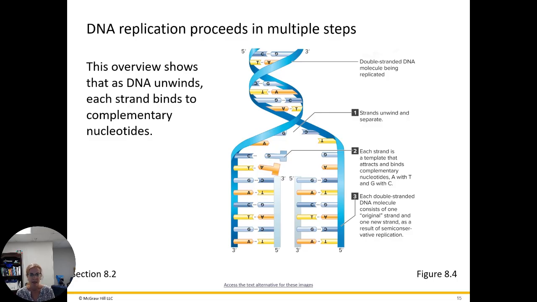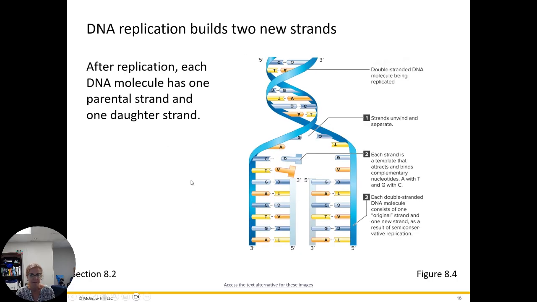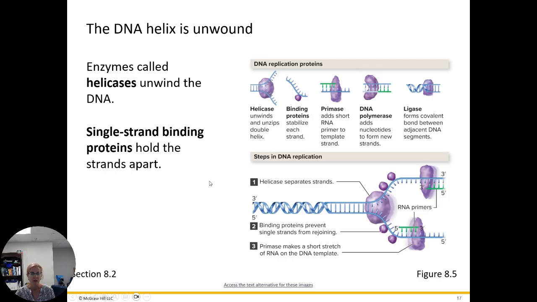Because of the double helix shape, for DNA to replicate itself, it will have to unwind. We call the strands complementary nucleotides because remember, adenine always bonds to thymine, cytosine always bonds to guanine. So in order for DNA to be replicated, the first thing that it has to do is to unwind. And enzymes called helicases actually unwind the DNA. There are then single-strand binding proteins that hold those strands apart so that they don't rejoin at their complementary pairs and resume their helix shape.